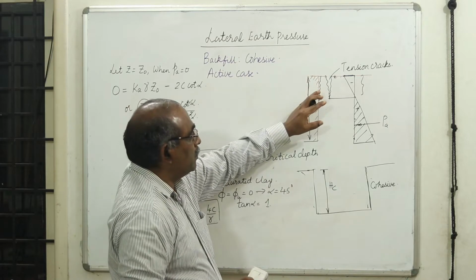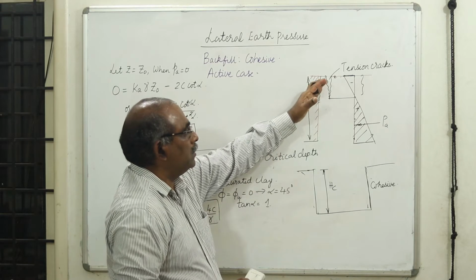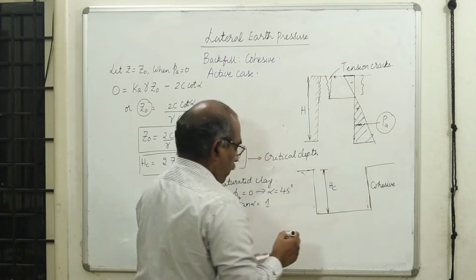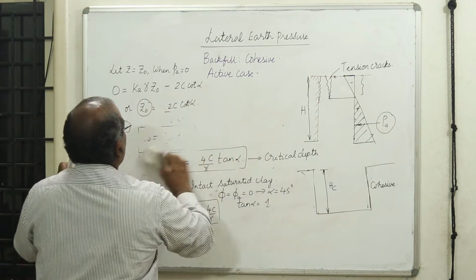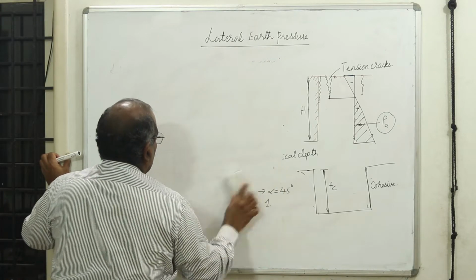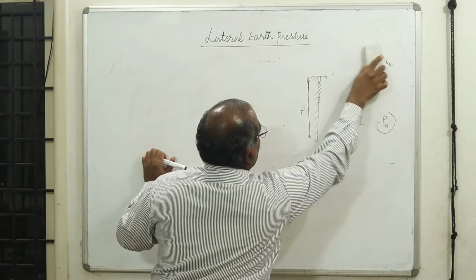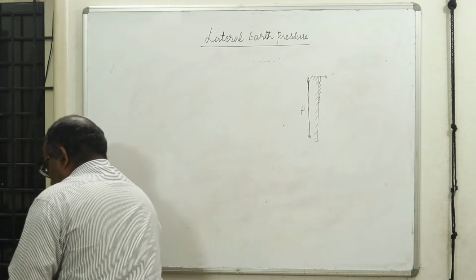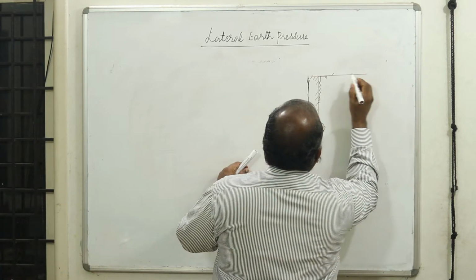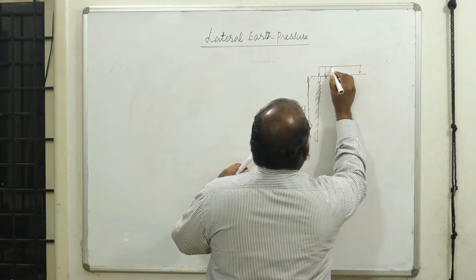In the numerical examples, if it is not mentioned that tension cracks have developed, either you can assume and do it, or otherwise you can take the entire pressure distribution diagram and the net pressure is going to get reduced. That is the additional thing you need to have in mind when you are trying to work out problems. Now in this we have certain cases. Now let us say I have a backfill which is cohesive and I have a uniform surcharge.